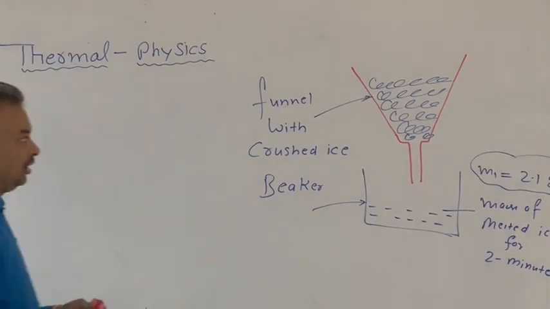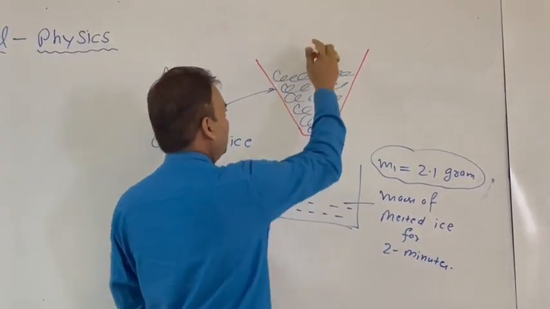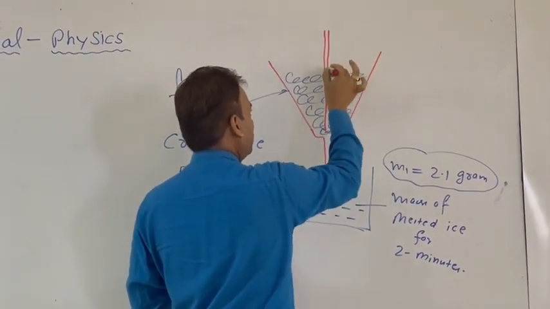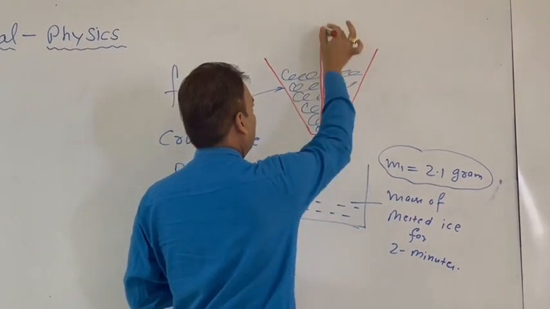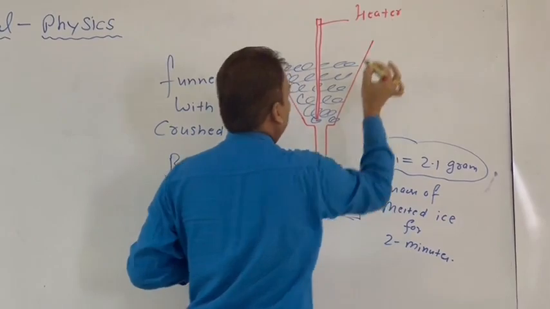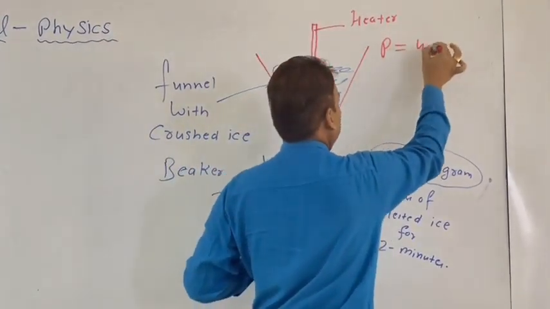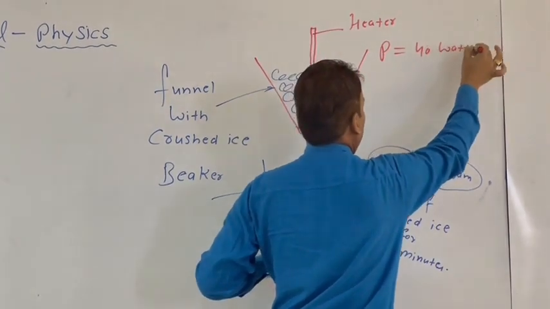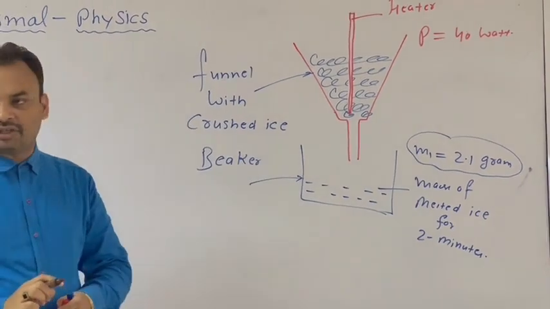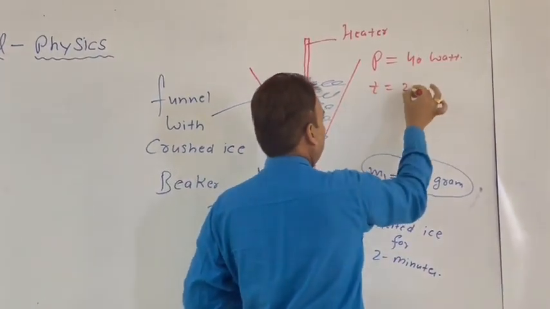Then we put another apparatus here, that is the heater. So I put the heater inside this funnel, and this is my heater. The power of the heater is 40 watt. So I just switch on the heater, right? Switch on the heater only for 2 minutes. Again, for t equal to 2 minutes.